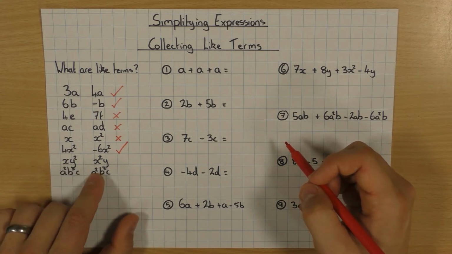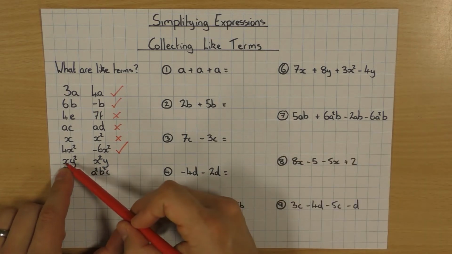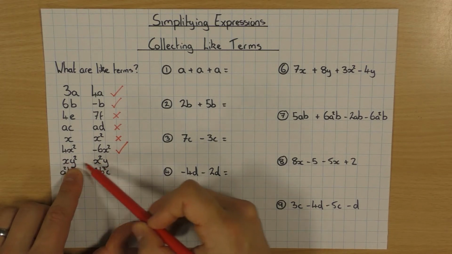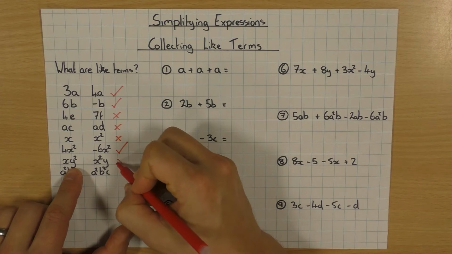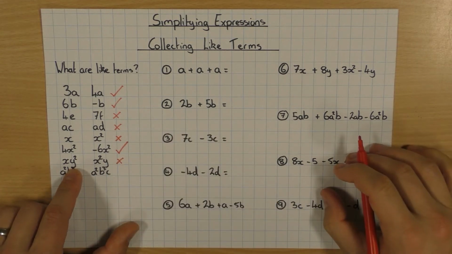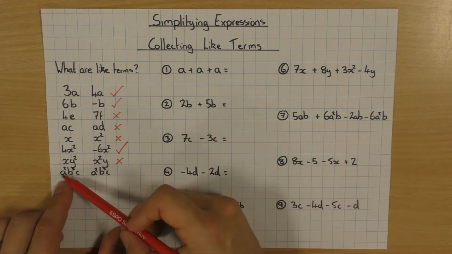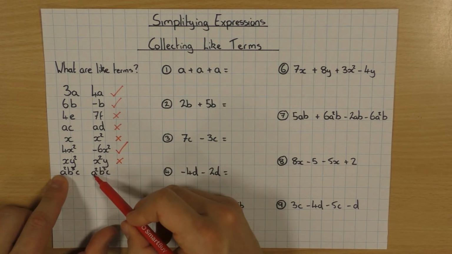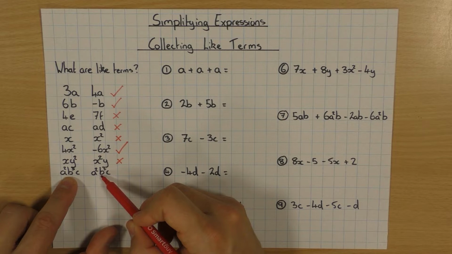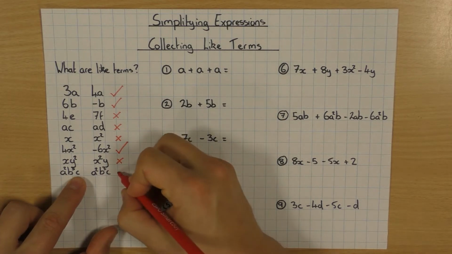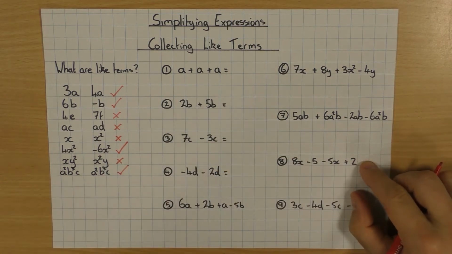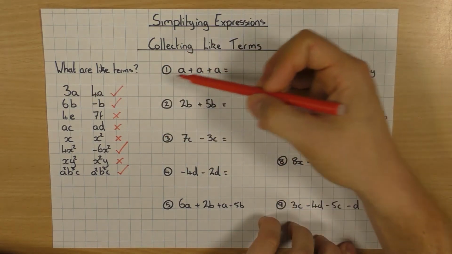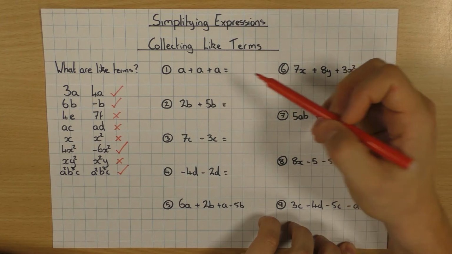So the powers and the letters, or the variables, are exactly the same. This one here initially looks like it is, but I've got an x and an x squared, so they're different, and a y squared and a y. So actually they are subtly different, and therefore they are not like terms. And finally, I've got an a squared, b cubed, c, so I need to compare everything. A squared and a squared, that's fine. B cubed, that's fine. C and c, so they're exactly the same, so they are like terms.